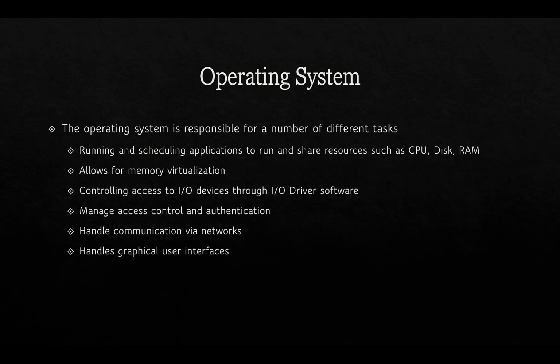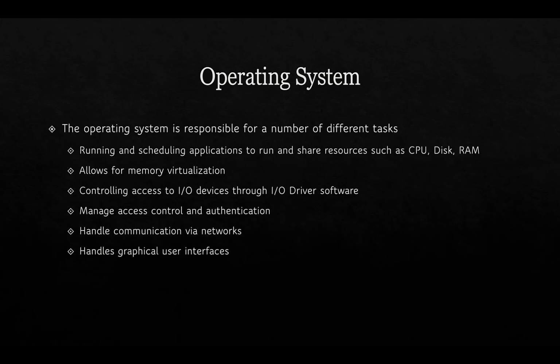So the operating system itself is responsible for a number of different tasks. The first is running and scheduling applications, and it has to schedule those to share resources such as the central processing unit, CPU, disk, and memory. It allows for memory virtualization, so this takes the memory that you have got in your machine and expands it so that all applications can address a larger amount of memory. And this it does by essentially mapping that virtual memory to physical memory.